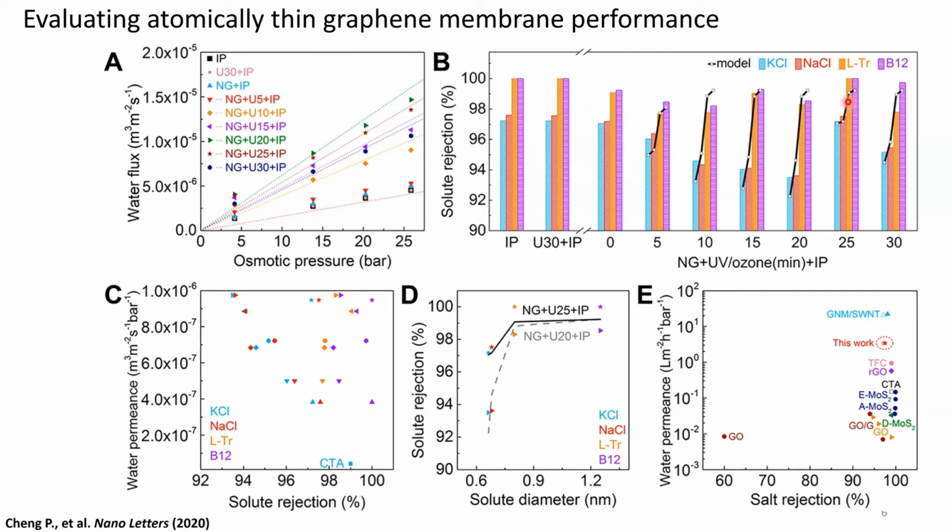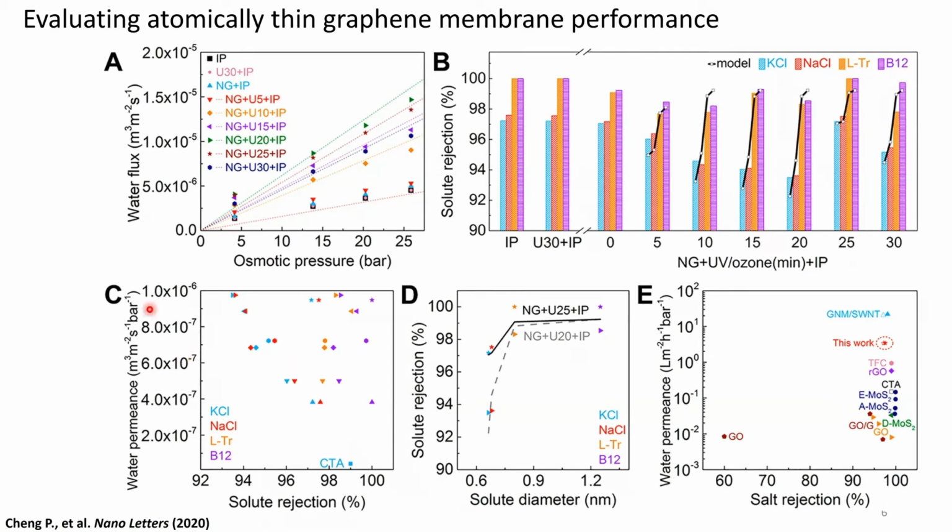And particularly for about 25 minutes of UV ozone, we get the lowest amount of salt transport, or the highest amount of salt rejection, while allowing very high water flux, as can be seen here. So these brown stars are what we're looking at. So we get an optimum between water transport as well as very high salt rejection. And keep in mind for LTR, which is around 0.7 to 0.9 nanometers, we're getting 100% rejection. Likewise for B12 as well.